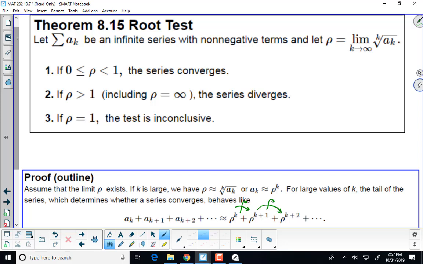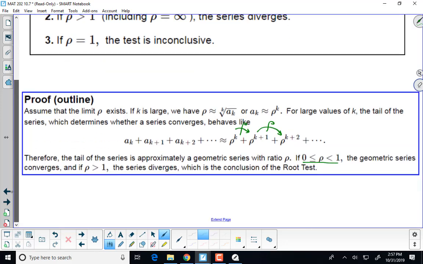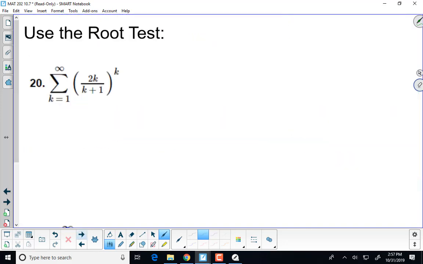Because remember, a limit is not equal. Right, so if the limit of this quantity is rho, that means these guys are getting super close to rho. So that means if we take the kth power, the a sub k is getting super close to rho to the k. All right, so let's do one of these to see.